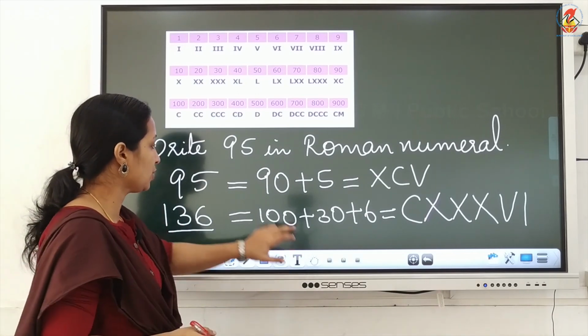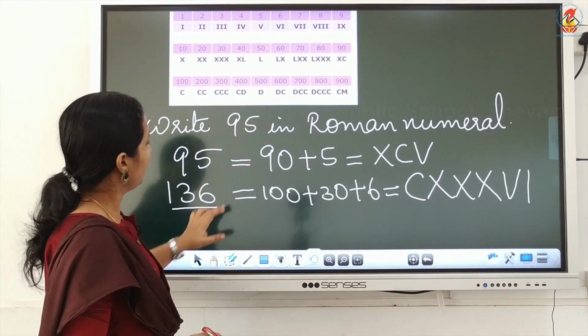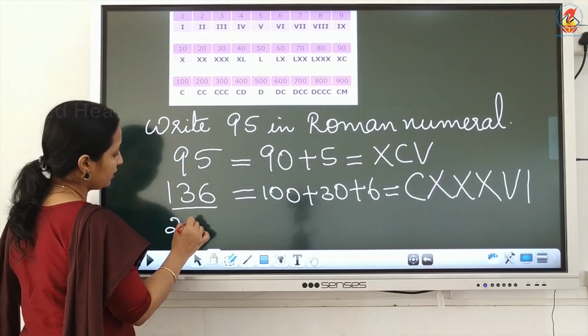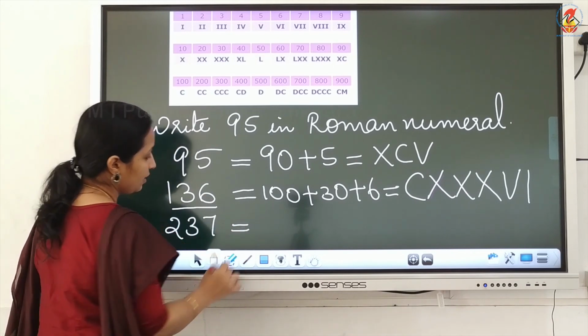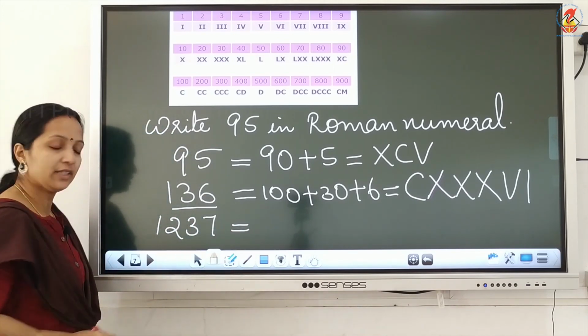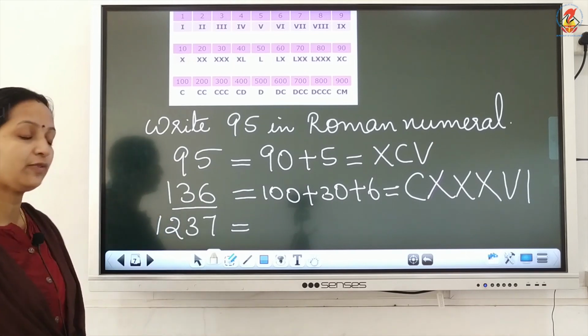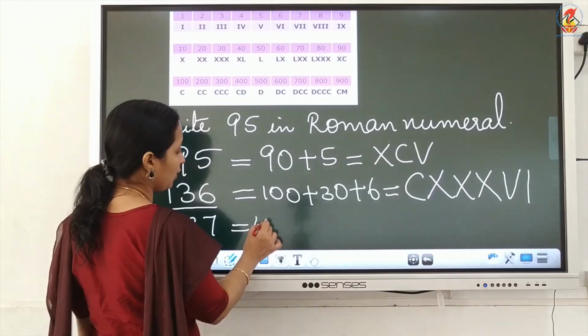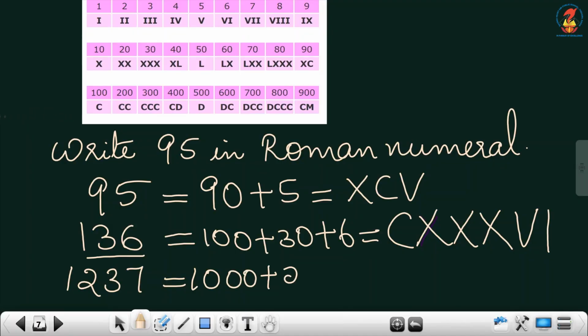One more example I will show you. Suppose you want to write 1237. If you want to write the Roman numeral of 1237, I already told you, just write the expanded form. 1000 plus 200 plus 30 plus 7. This is the expanded form of this particular number. And one more thing, when you are writing Roman numerals, don't put the addition symbol, okay?